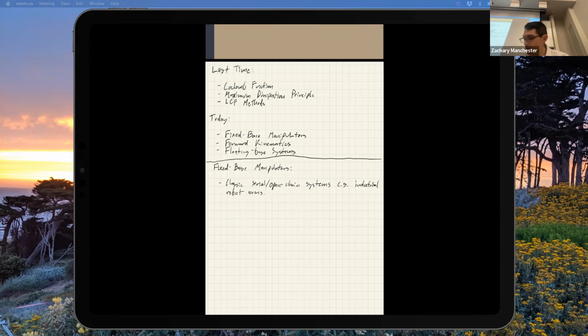Most of the stuff on these things was figured out between, I don't know, the 60s and the 80s. There's a big literature, and it's pretty much a solved problem. So, open chain, we will talk about this.